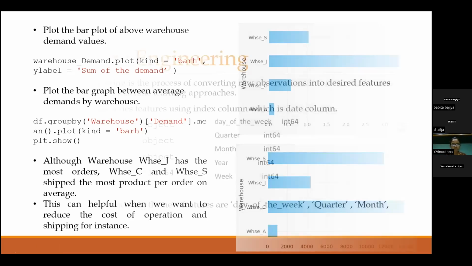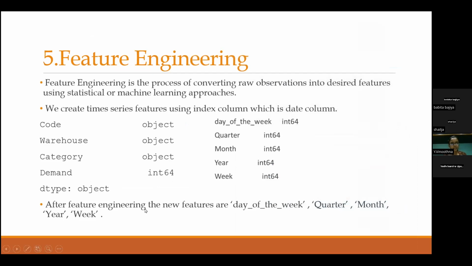Yeah, so that is about bivariate analysis. And now the next step we have to do is feature engineering. But we have to select the appropriate features useful for building the ML model. Now, feature engineering is the process of converting raw observations into desired features using statistical and machine learning approaches.